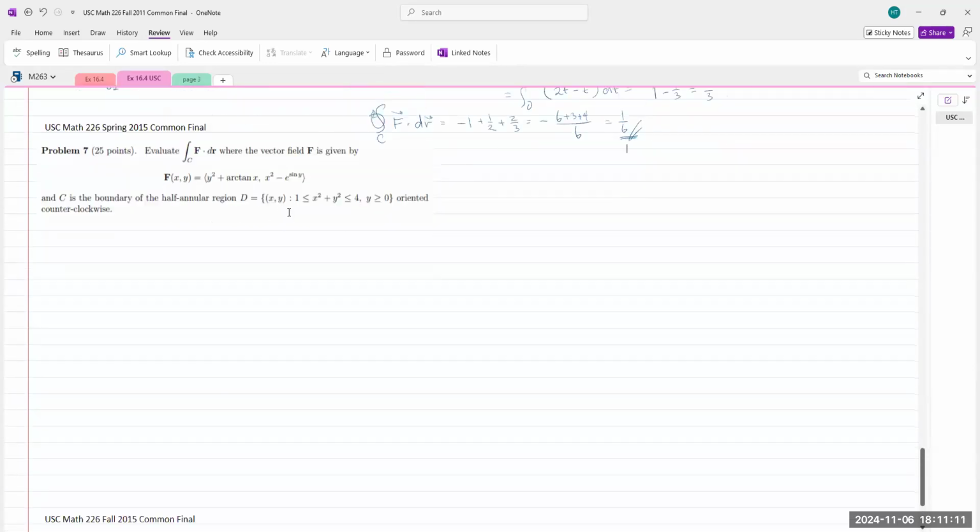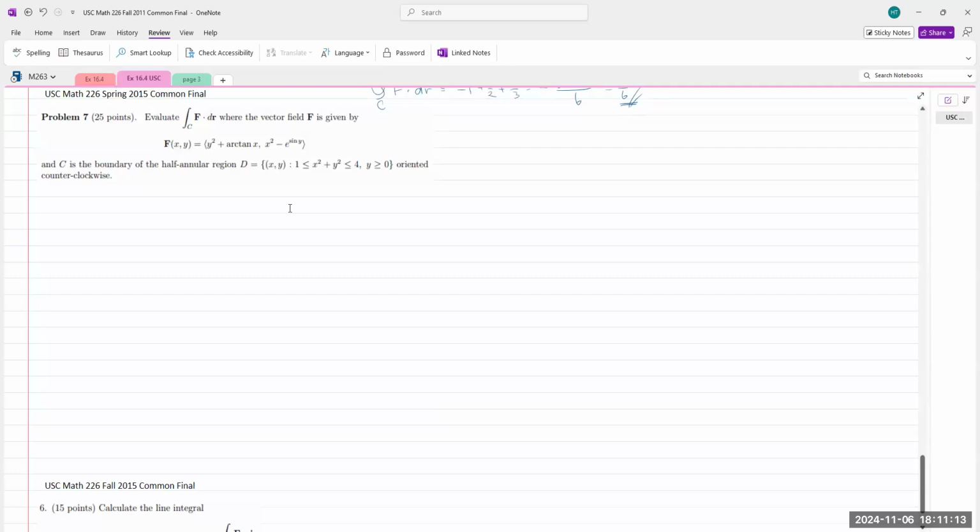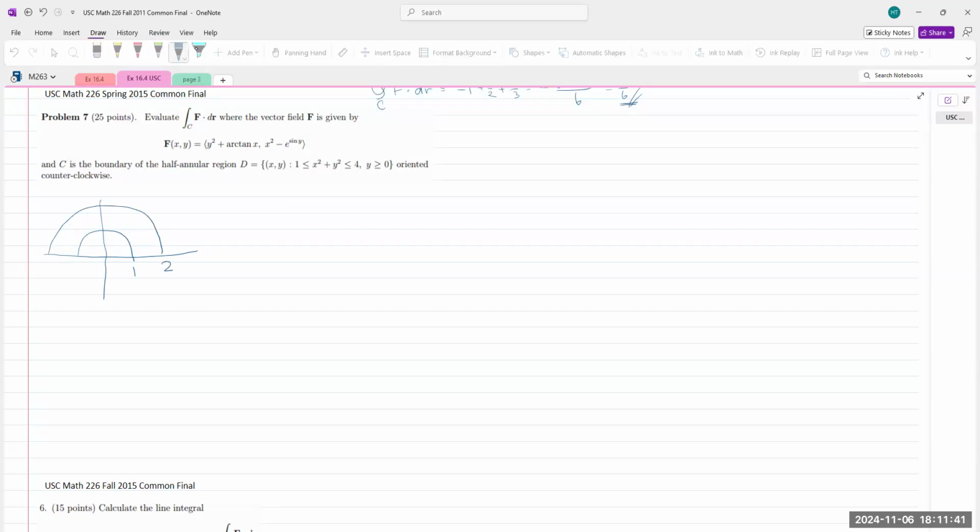Okay, let's see. Number 7, evaluate this integral where the vector field F is given by this, and C is the boundary of a half annular region, where the annulus goes from radius 1 to radius 2, with y positive, so it's above the x-axis. That's what we want.